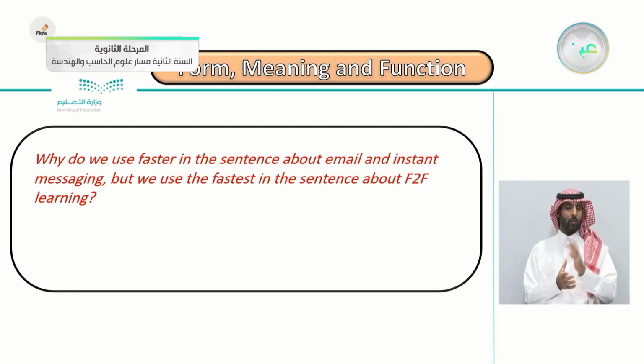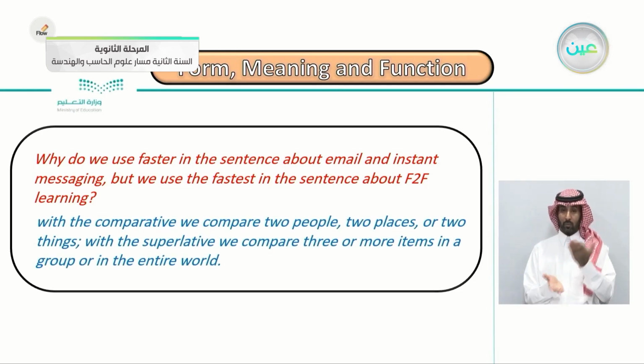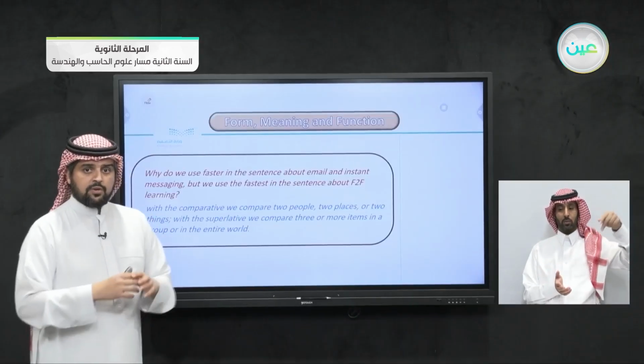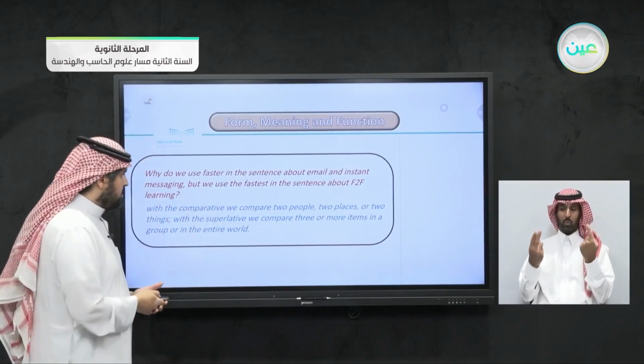Why do we use faster in the sentence about email and instant messaging, but we use the fastest in sentences about face-to-face learning? With the comparative, we compare two people, or two places, or two things. With the superlative, we compare three or more in a group, in the entire world. So the superlative, you are comparing it to the group or to the entire world.